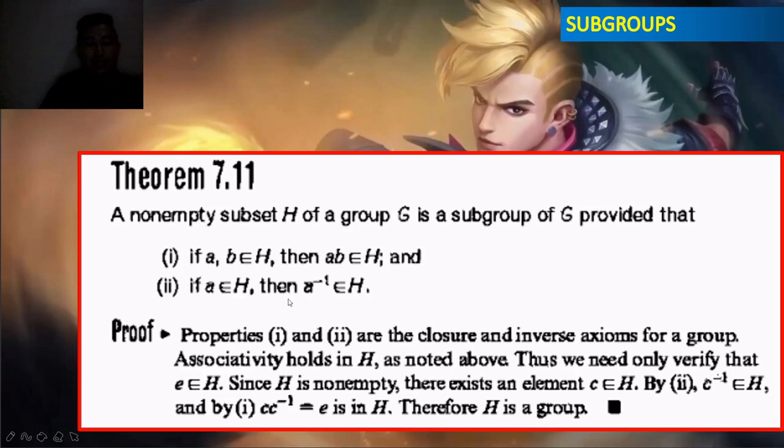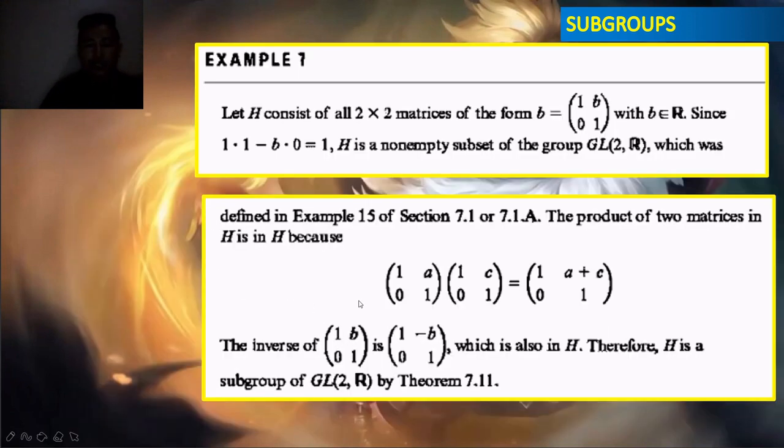Kung ang A, ang iyang inverse dapat element ni H. So, una gi-show nato, class, nga duha ka elements, ang ilang product kay element ni H. Ang inverse ani kay element pod. So, kaniyang property 2 sa katong theorem. So, by Theorem 7.11, na-show na nato, class, nga subgroup si H sa GL2R.